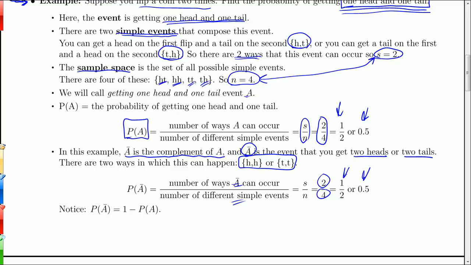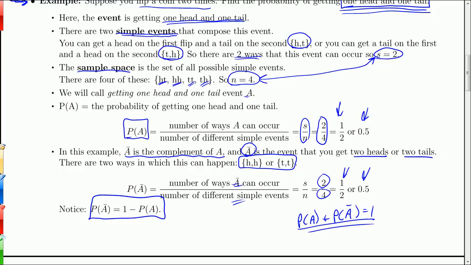And here's the thing to notice. The probability of A does not always equal the probability of A bar. That's what happened here. That was purely coincidence. What is true, the relationship between these two things, is they always add up to 1. The probability of A plus the probability of A bar equals 1. And another way of writing that is the probability of A bar is 1 minus the probability of A.